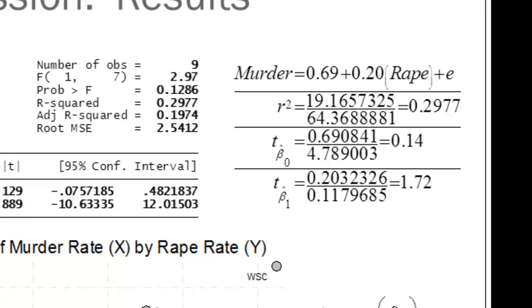I've also calculated by hand the t-statistics, one for the intercept and one for the regression coefficient. We're really not too concerned about the intercept in this kind of problem, so let's just look at the one for the regression coefficient, beta hat sub 1. I said before that anytime we calculate this t-statistic, it's the ratio of our slope coefficient to the standard error. Slope coefficient here is 0.2032326, standard error is 0.1179685, and the ratio is 1.72.